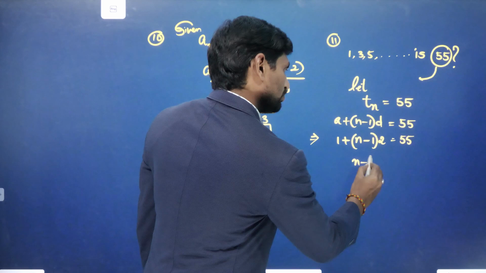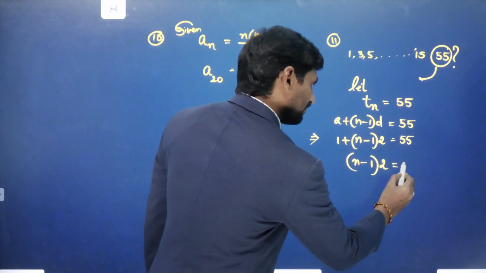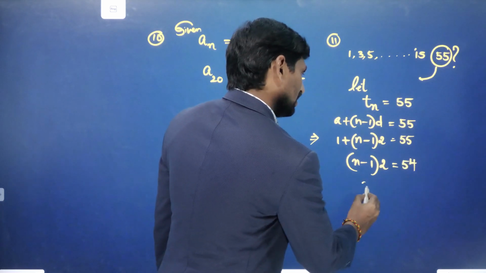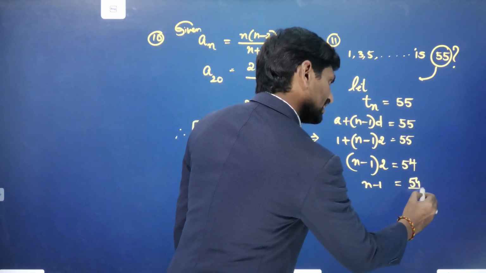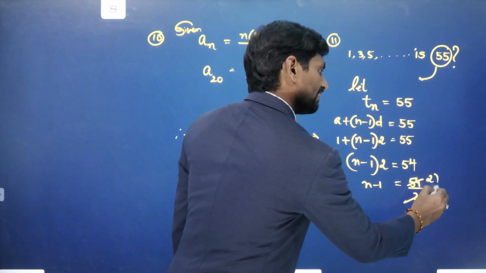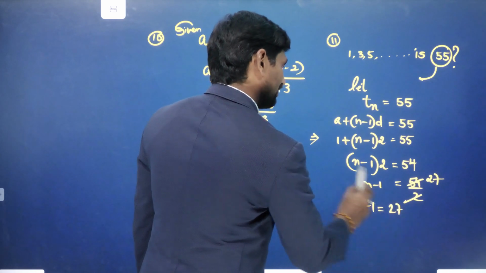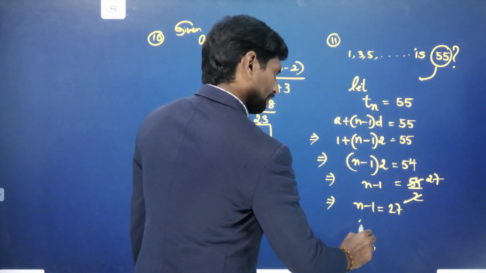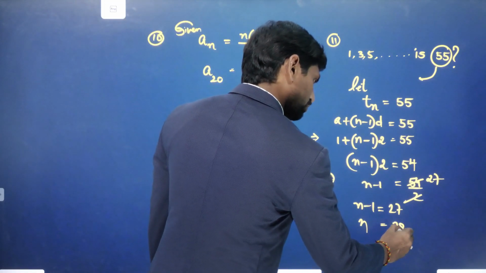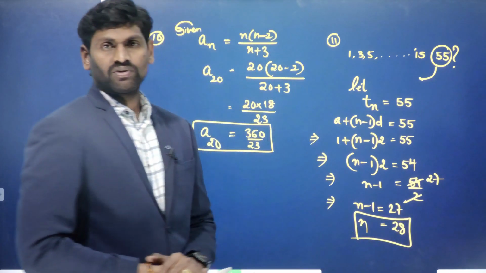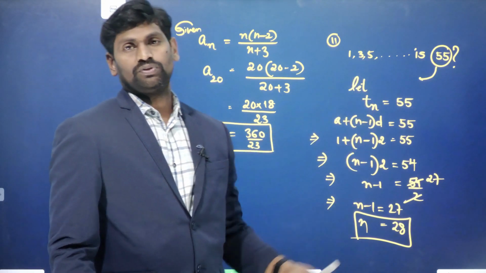Now, n minus 1 into 2, write as it is. Plus 1, transpose that side, minus 1, and 55 minus 1 is 54. And in the same way, here 2 is multiplying, so I am going to transpose that side. It is dividing. The 2 table: 54 is 27 times. So we will get n minus 1 value as 27. What is the n value then? Minus 1 transposed becomes plus 1. So 27 plus 1 is 28. So the 28th term will be 55.